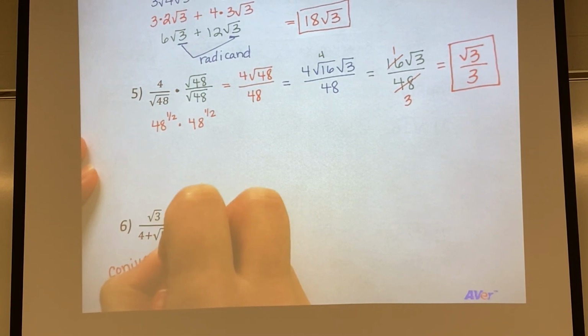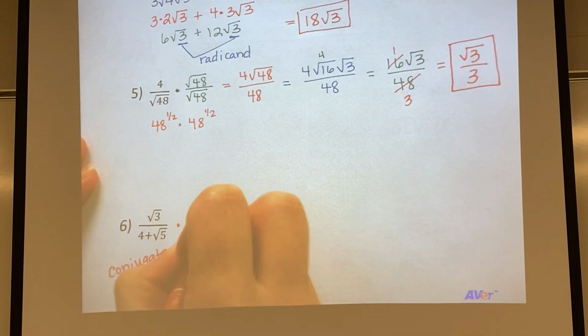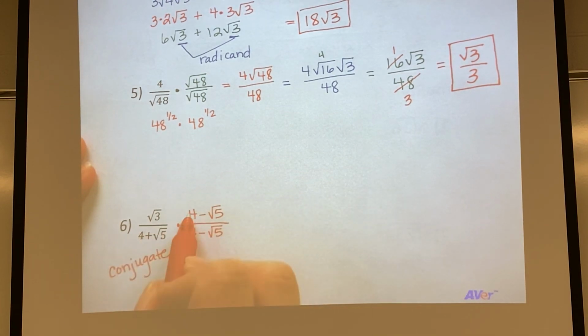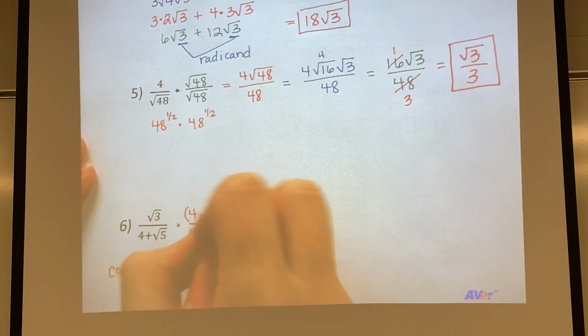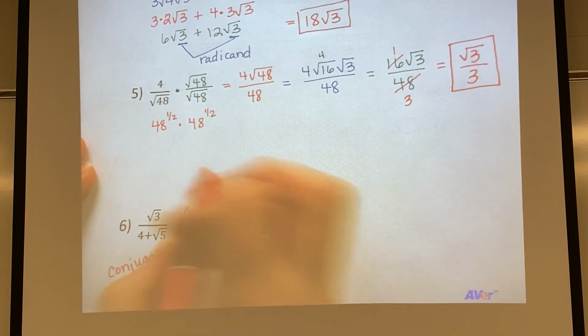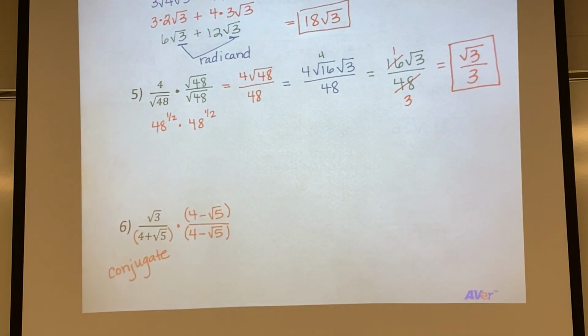Notice that we did not change the sign of the 4. The 4 is still positive. We just changed the sign of the radical. So we're going to multiply the top and the bottom. Since it's a binomial, you have to put it in parentheses so that you can distribute or FOIL.